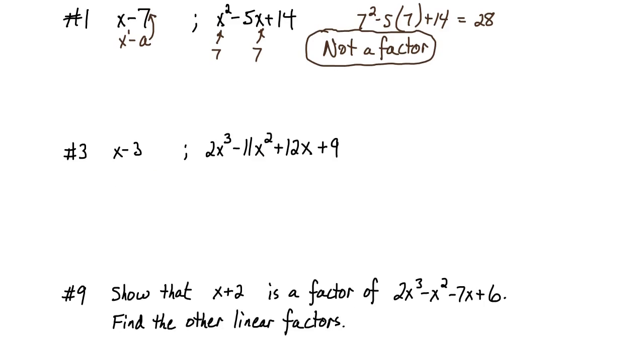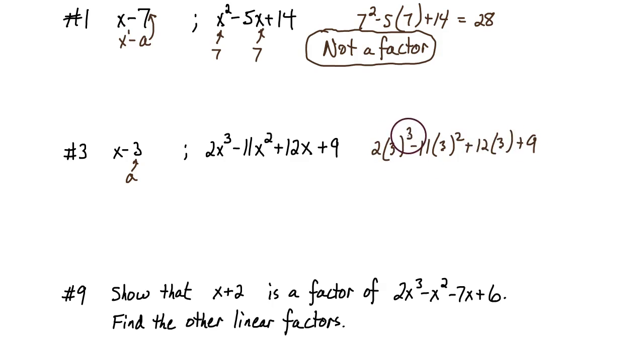Next, number 3. Does this 4-term polynomial divide evenly by x minus 3? Because this is a linear binomial factor, we can use the factor theorem. In this case, the value of a is the number 3. So substitute a 3 where all the x's are and evaluate this polynomial. So 2 times 3 cubed minus 11 times 3 squared plus 12 times 3 plus 9. We need to know what this is equal to.